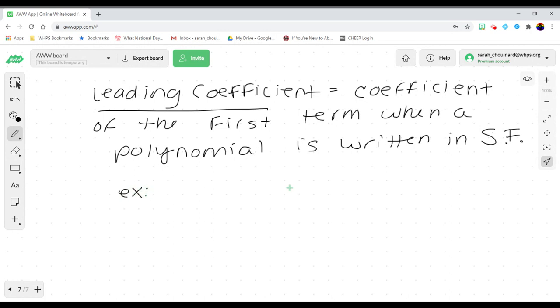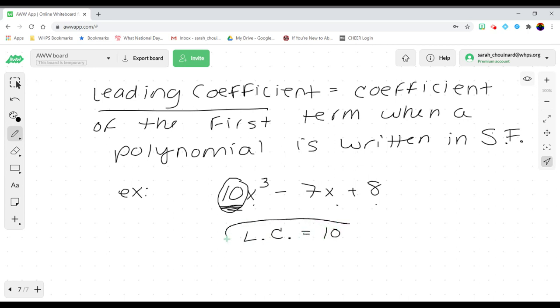So for example, if I had 10x to the 3rd minus 7x plus 8, that is in standard form because it goes from 3 to 1 to, or to degree 0 actually. My leading coefficient is 10 because the coefficient of the first term is 10. So sometimes we abbreviate that as the LC. So the LC, the leading coefficient is 10. Notice I'm not using the variable in there, I'm only using the number.